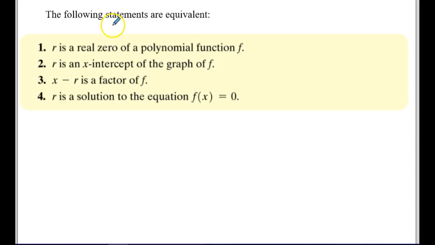Okay, so one thing to keep in mind is we have many different ways to say a 0. I could say a 0, I could say an x-intercept, I could have x minus r being a factor of f, or I can use the word solution. All of these things are the same. So no matter which one of these wordings you hear, we're always looking for where it crosses the x-axis.